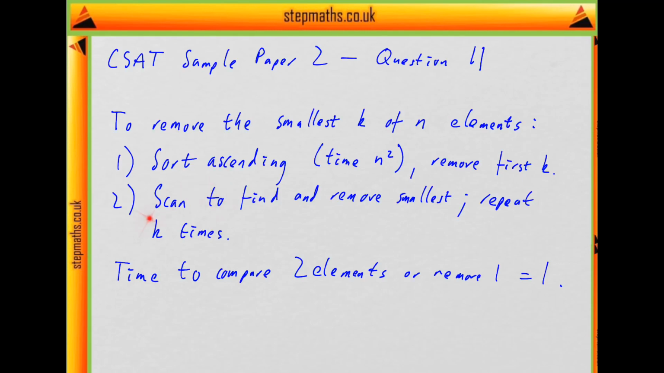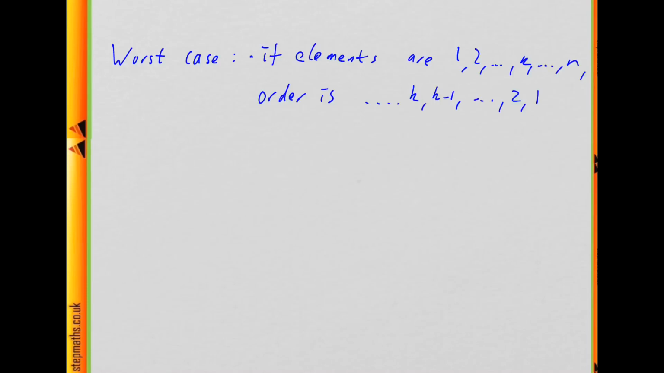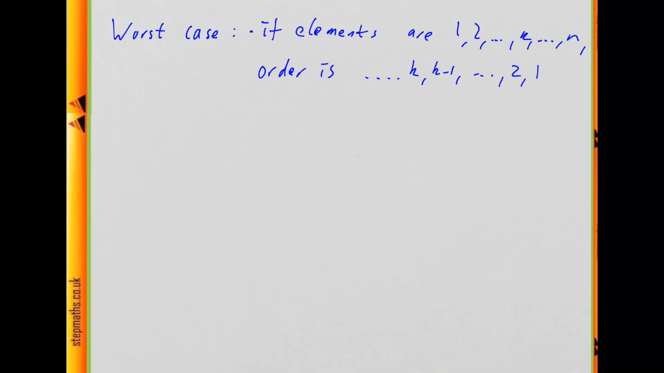So first of all, let's try and flesh out method 2, so scanning the list and then removing the smallest element each time. We're dealing with the worst case scenario, so let's think about what the list looks like. I'm imagining that we scan it from left to right. So the leftmost element is the first element. And suppose the elements are just the numbers 1 to n, because there's n elements. Then the worst case scenario is that the k elements we want to remove are at the end. And the smallest element is right at the end, and then the next smallest, and then the next smallest, etc.